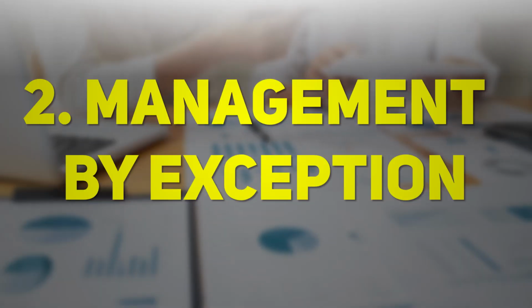The second point is management by exception. It's often referred to as control by exception. Exception means exemption. It's an important principle of management control based on the belief that an attempt to control everything will result in controlling nothing. Because of that, it only highlights noticeable deviation which is beyond the permissible limit.